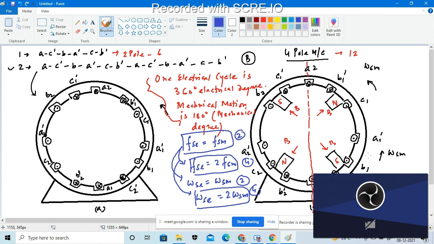Sir, actually, I was asking, sir, from which side we will see, from the front end or the side end, sir? I am confused, sir. Yeah, after cross section, sir.